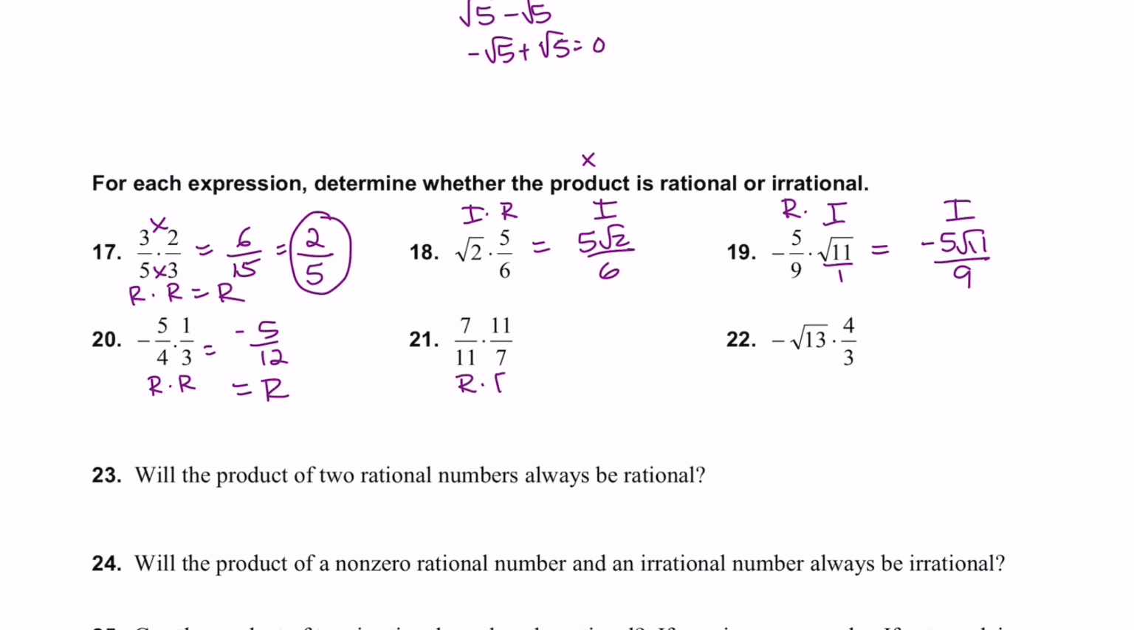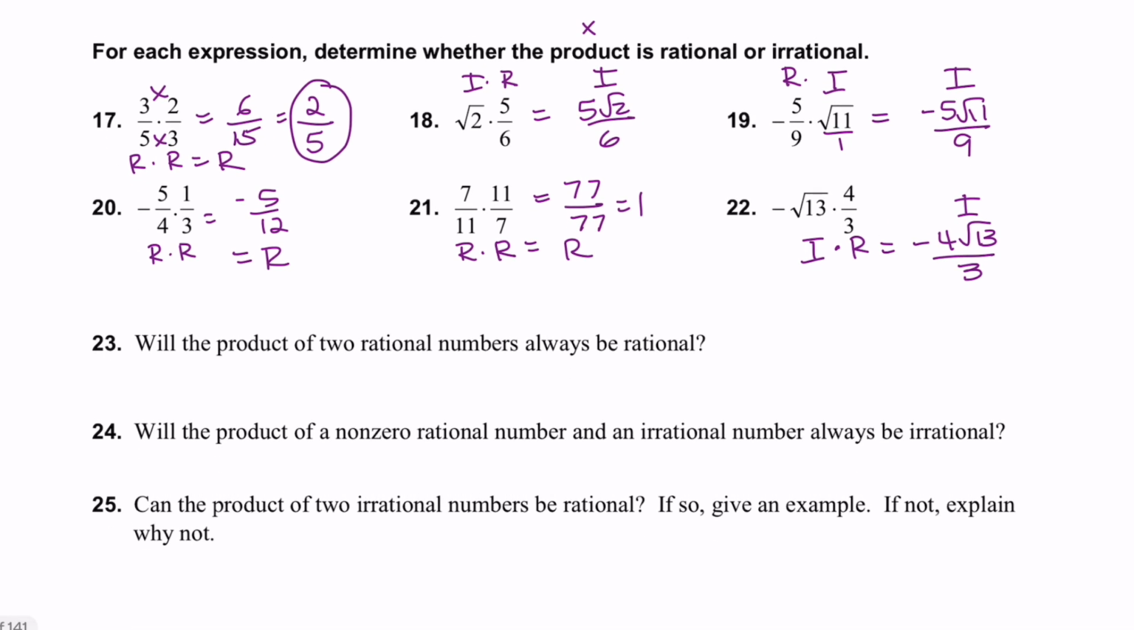21, we have a rational number times a rational number. This equals 77 over 77, which equals 1, which is rational. 22, we have an irrational number times a rational number. That would equal negative 4 square root of 13 over 3. That's an irrational number. Will the product of two rational numbers always be rational? Yes. You can't just suddenly get a square root if you have rational numbers. So it will always be rational.